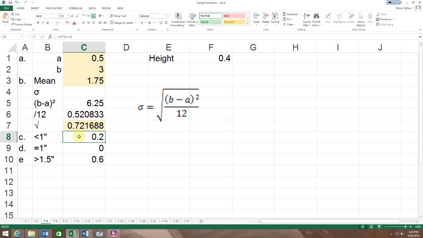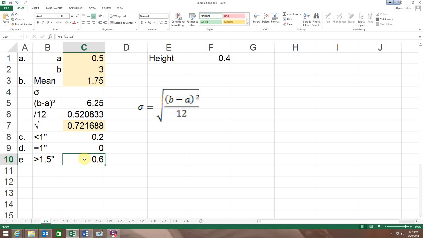Then mine asks me, what's the probability of exactly 1 inch of rain? Well, how do we figure that? Again, it's going to be equal to my height times my 1 inch, but I don't go anyplace, right? Minus 1. So it's going to be my height 0.4 times 0, which is going to be equal to 0. So the probability that I would end up with exactly 1 inch is roughly equal to 0.